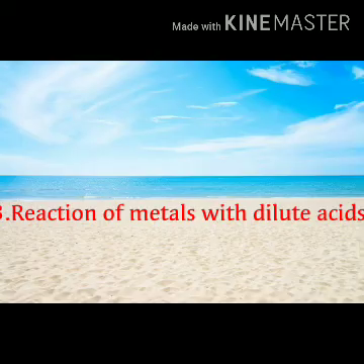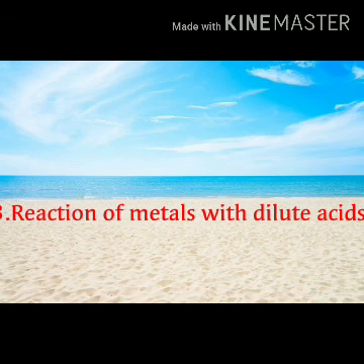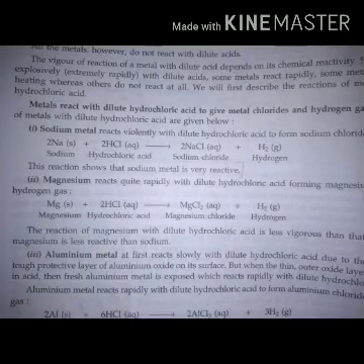Students, our third reaction is reaction of metals with dilute acid. Metals usually displace hydrogen from dilute acid only. The less reactive metals like copper, silver and gold do not displace hydrogen from dilute acid. When a metal reacts with dilute acid, then a metal salt and hydrogen gas are formed. Metal plus dilute acid gives metal salt plus hydrogen.